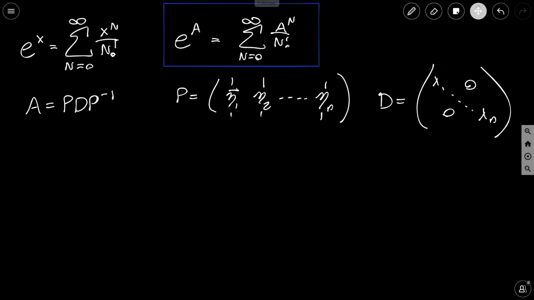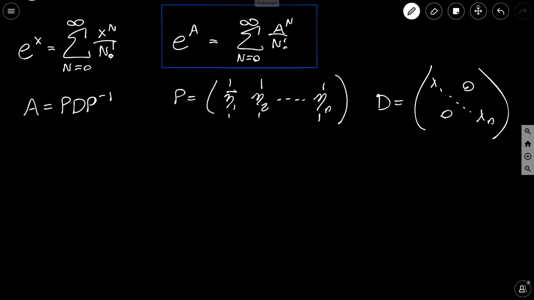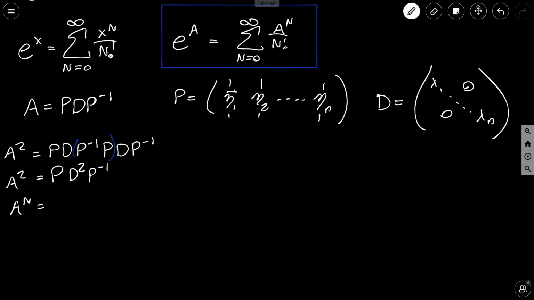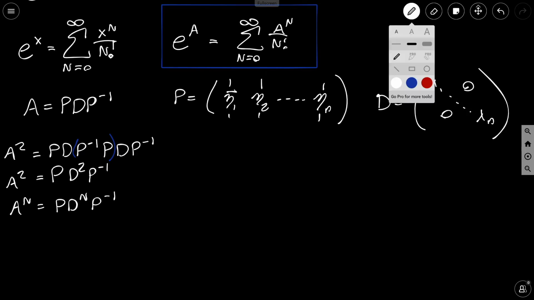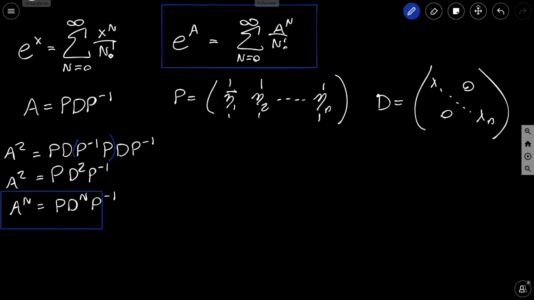So first we have A is equal to P D P inverse. So let's multiply A by A. So we have P D squared P inverse. And you can do this for A cubed, A to the fourth, A to the fifth, and you'll find that A to the n is equal to P D to the n P inverse. So this is great. We can substitute this directly into our exponential Taylor series for a square matrix A.